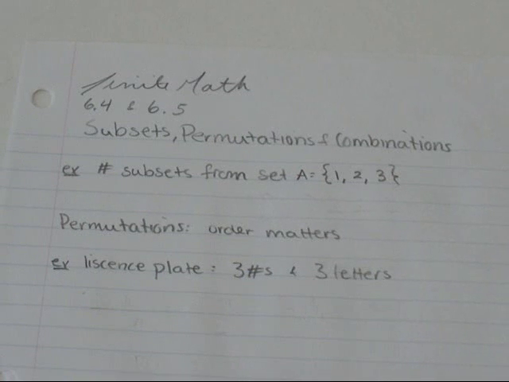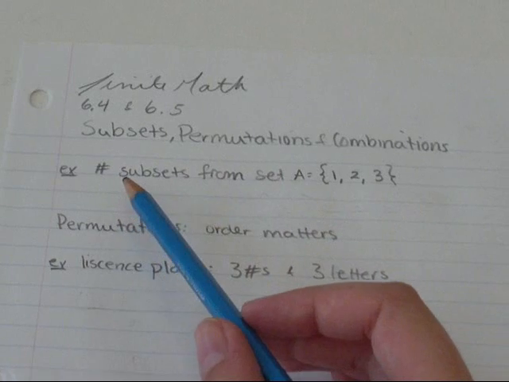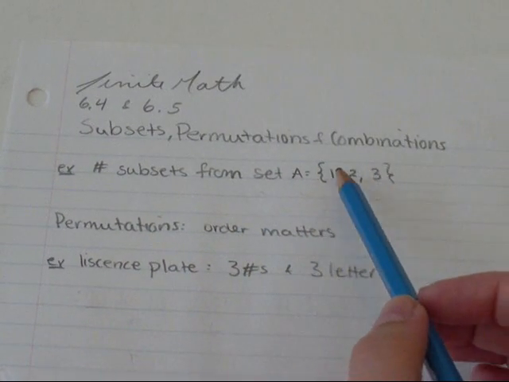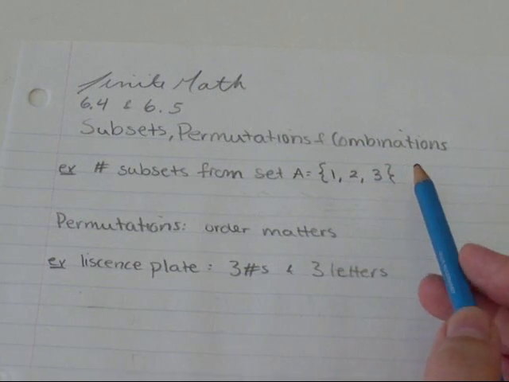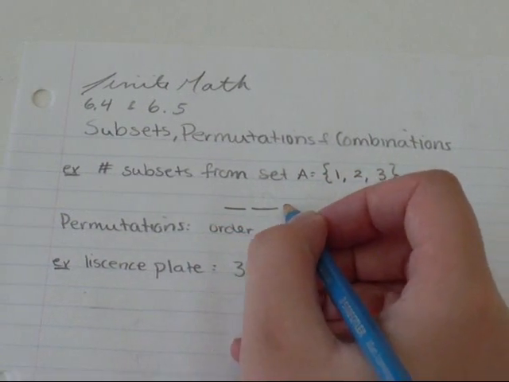Hi everyone, in this video I'm going to do 6.4 and 6.5, which deals with subsets, permutations, and combinations. So I'm going to do one example of each kind. I'm going to start with subsets, and pretty much the question you're going to get with subsets is, what number of subsets can I make from a set A equals, for example, 1, 2, 3, however many elements there are. So the way you go about dealing with it is you think, I've got 3 elements.